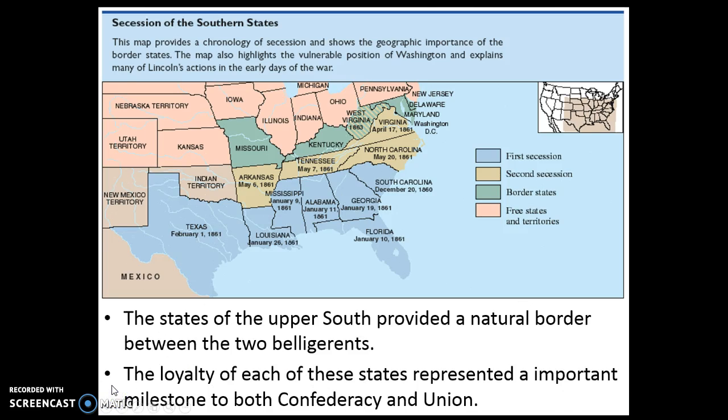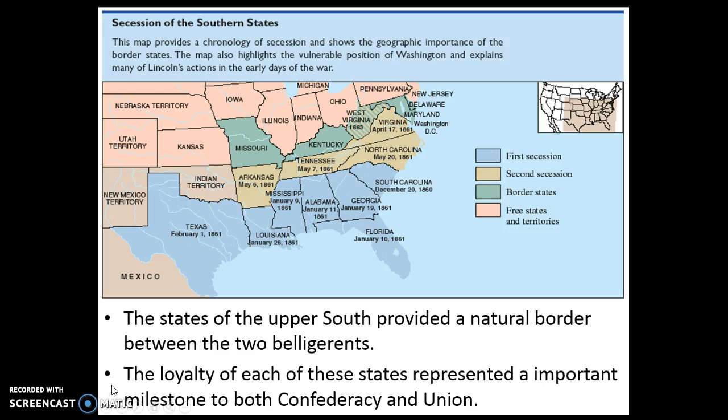The free states are those pink states, the North, the Union. The first states to secede are in the Lower South, so we break the South into two sections because they were definitely more strongly associated with slavery, not willing to give it up. The second set of secessionist states are the Upper South, and the Upper South provided a natural border between the two belligerents, and the loyalty of these states represented an important milestone for the Confederacy and the Union.